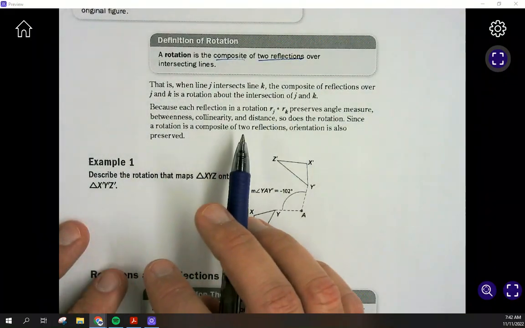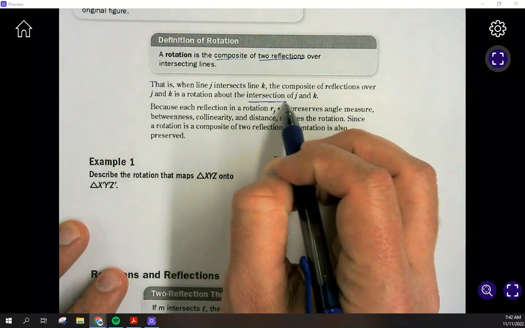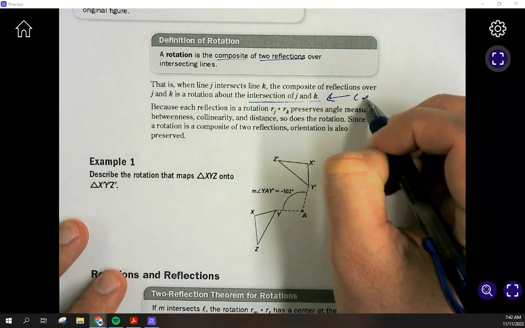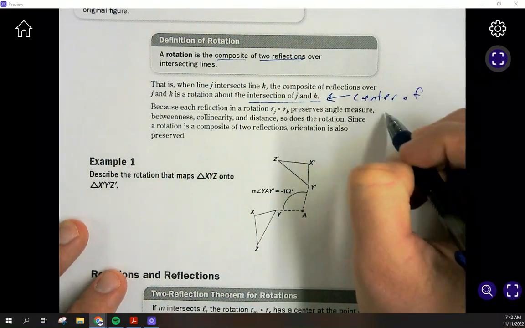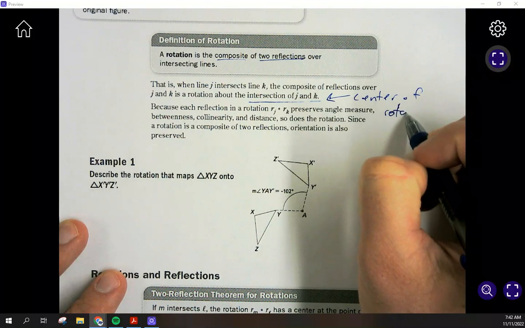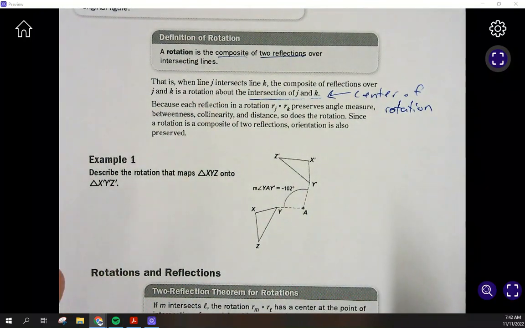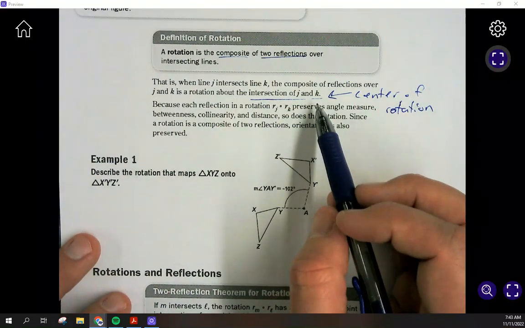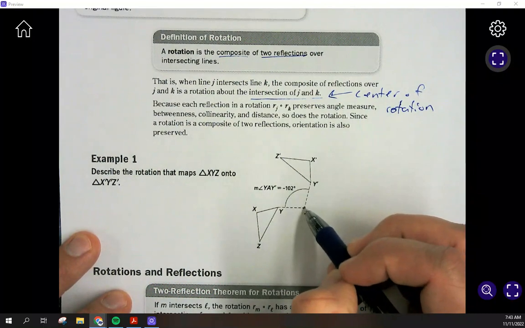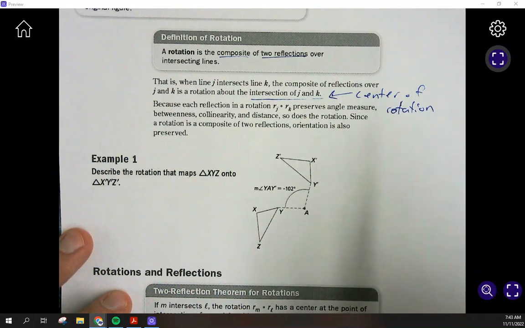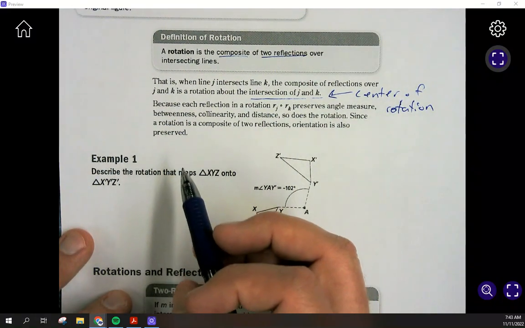Now this first line just explains that the intersection of the two lines is going to be the center of the rotation. Remember, every rotation has a center. A lot of the times when we looked at them on a graph, the center was just the origin, 0, 0, and everything's rotating around that. And so the center of the rotation is going to be the intersection of the two lines. Two lines are crossing, we're reflecting over them. The spot that they cross is actually the center of the rotation that occurs.